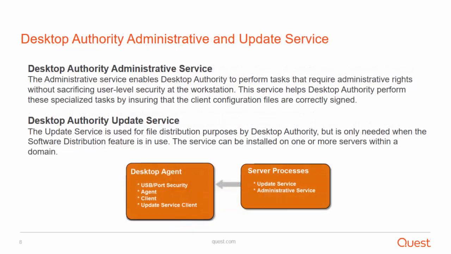The Desktop Authority Administrative Service enables Desktop Authority to perform tasks that require administrative rights without sacrificing user-level security on the workstation. This service helps Desktop Authority perform these specialized tasks by ensuring the client configuration files are correctly signed. The Update service is used for file distribution purposes by Desktop Authority, but is only needed when the software distribution feature is in use. This service can be installed on one or more servers within a domain.